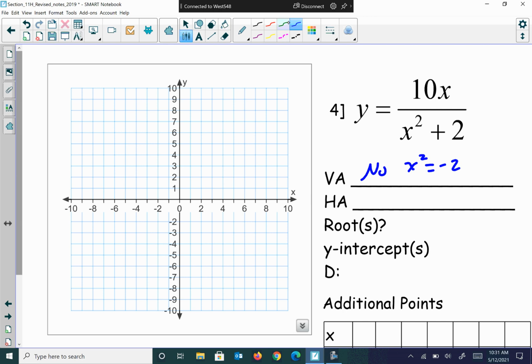Horizontal asymptote: the degree on top is less than the degree on bottom, so y equals 0. So we get that. Roots, nope. Y-intercept, sure. Let's see what the y-intercept is. If I plug 0 in, 10 times 0 is 0. 0 over 2, 0, 0. Anyone see something wrong with this one? It's not supposed to have an x-intercept.